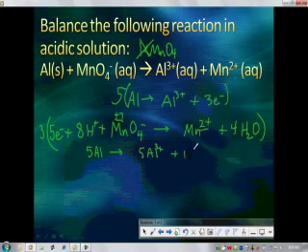15 electrons. Okay, so the top one's done, right? Of course. Now the bottom one gets multiplied by 3. So don't let me mess this up. 14 and 24. Yes.